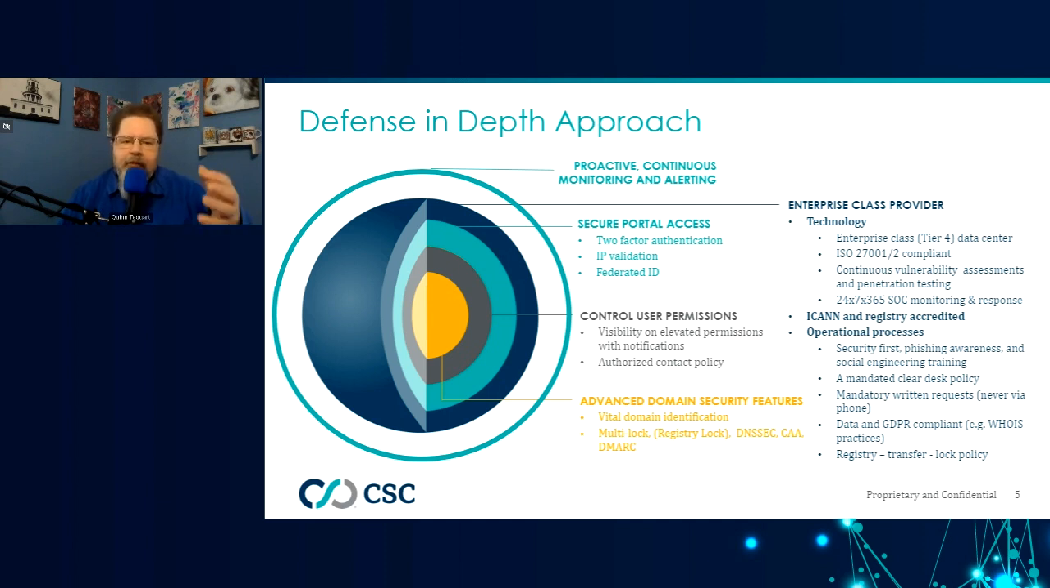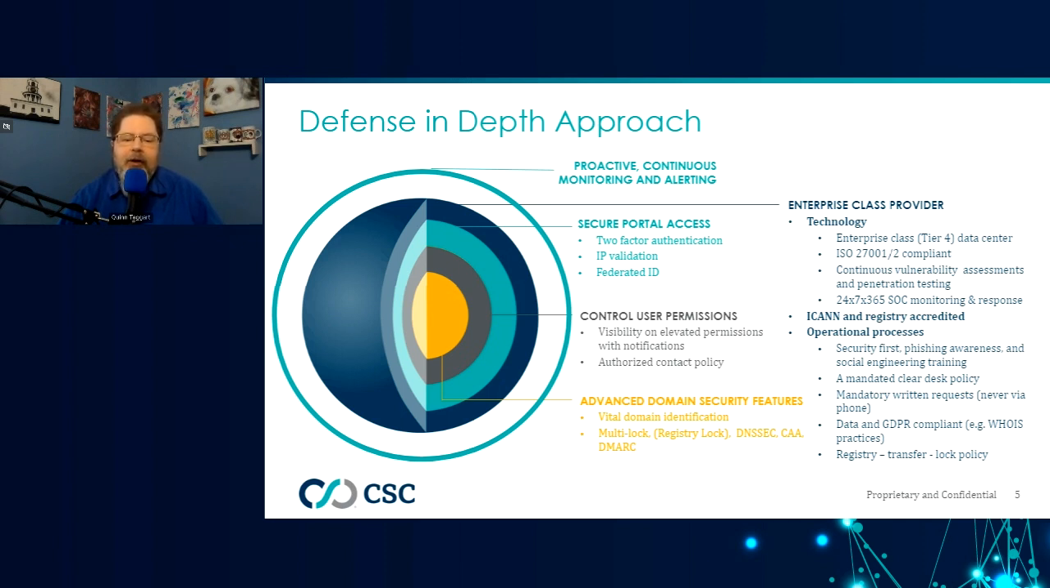So starting with this defense in depth approach, and we'll start with the center, that's where we're looking at advanced domain security features. And this, again, is going to be one of those key elements in enterprise level registrars versus consumer grade or retail registrars. So we want to make sure that we're able to identify vital domains and engage some of the higher level security elements that go along with that, like multi-lock or registry lock, DNSSEC, CAA records for authorized SSL deployment, DMARC for email security, and the like. It's really critical to be able to engage, enable, and manage all of those security features through your registrar.